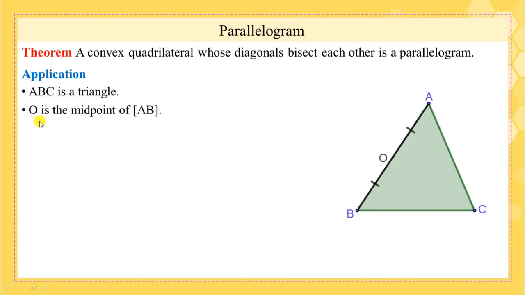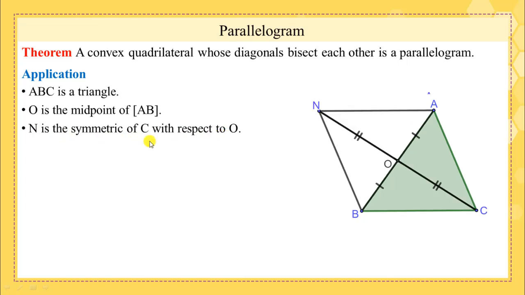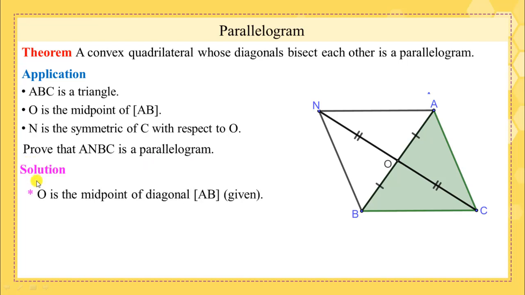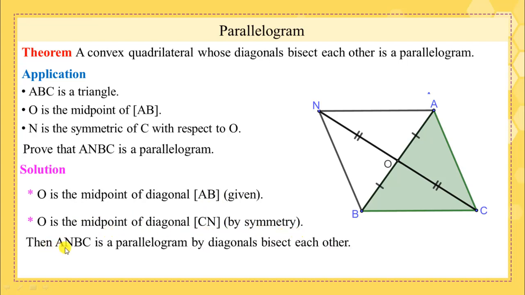ABC is a triangle, O is the midpoint of AB, and N is the symmetric of C with respect to O. Prove that ANBC is a parallelogram. Please pause the video and try to solve the question. Solution: O is the midpoint of diagonal AB, given. O is the midpoint of diagonal CN by symmetry. Then ANBC is a parallelogram by diagonals bisect each other.